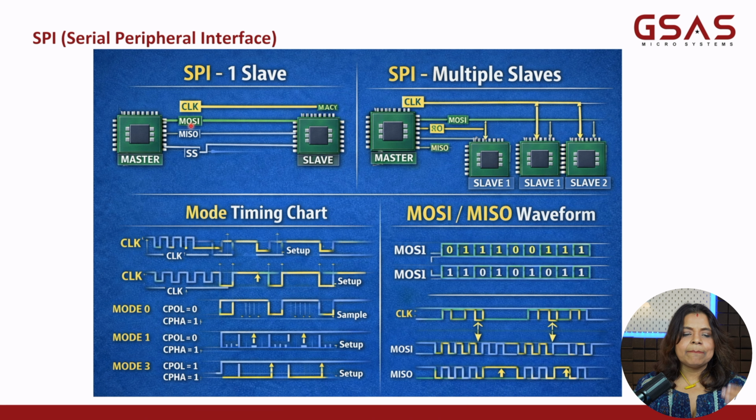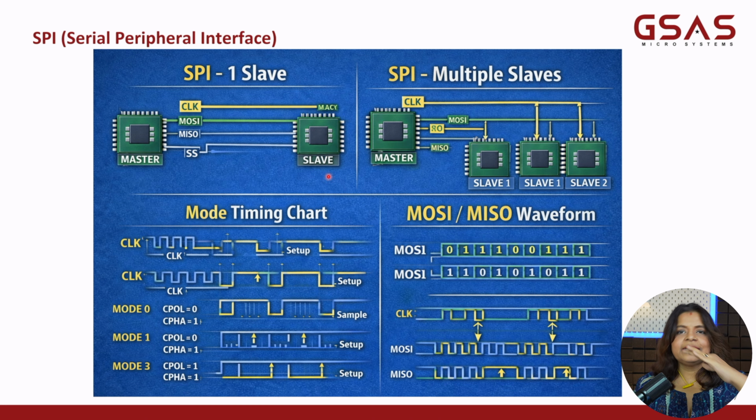What is MOSI? Master out, slave in, meaning master is sending the data to the slave. Then we have MISO, where master is receiving the data and slave is sending out the data. Then SS is slave select or chip select. As I said, SPI also has a multi-device functionality, so here also the master microcontroller can be connected to multiple slaves.